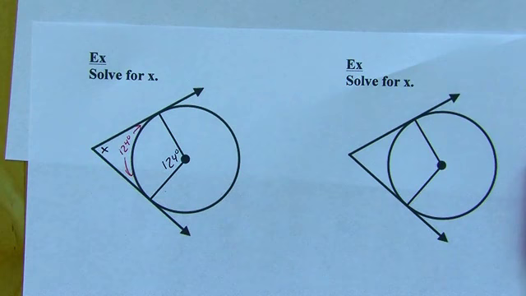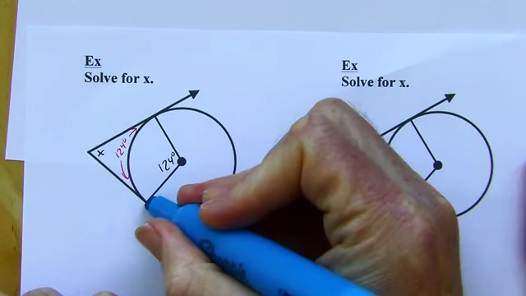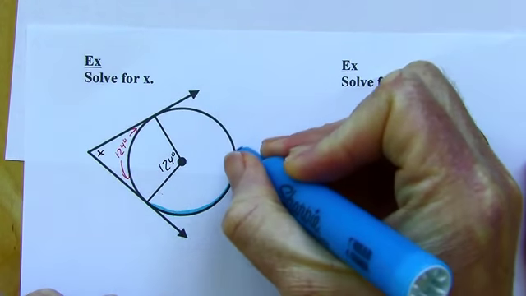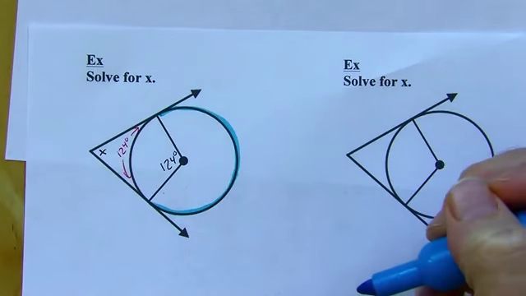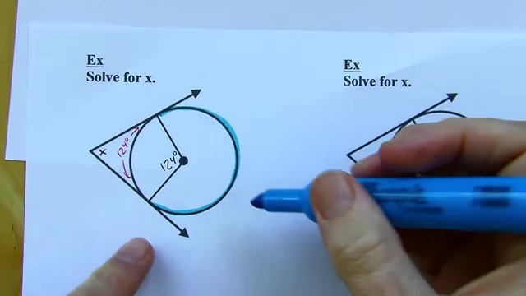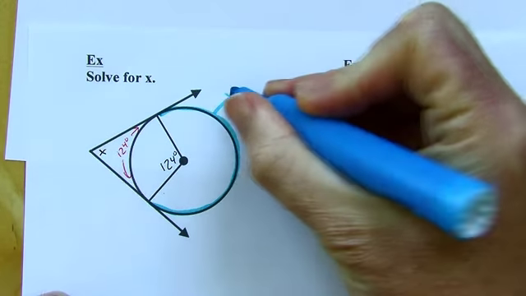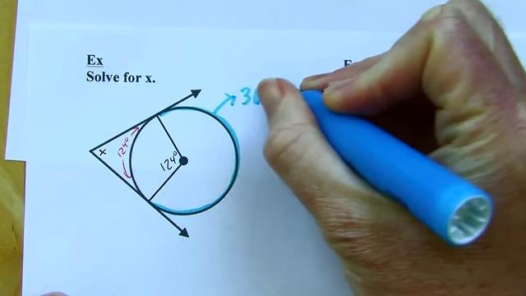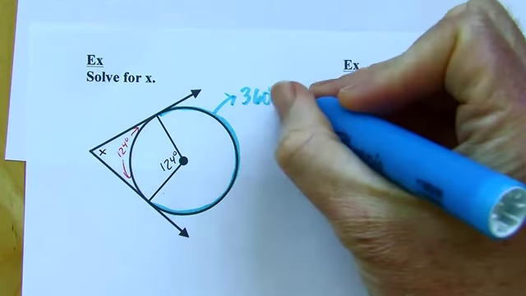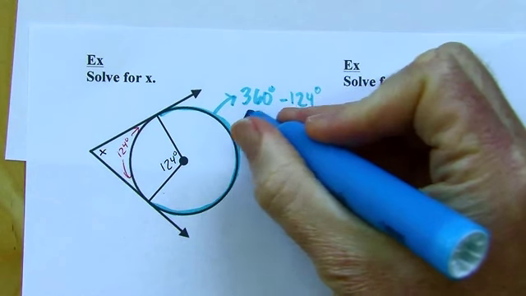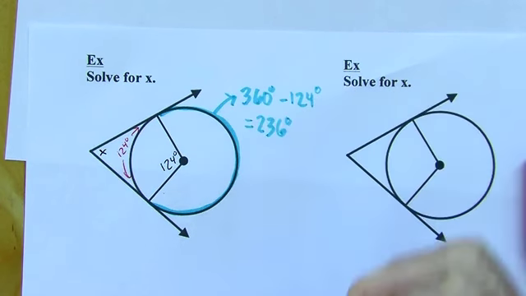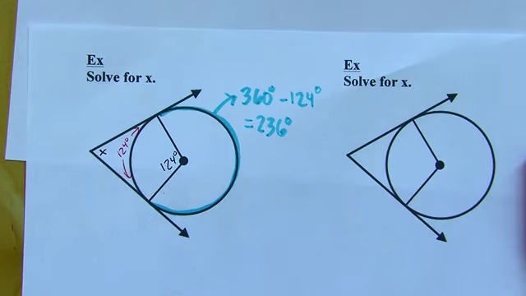Now I still need to come up with something for the bigger arc. It's still not marked. But here's the thing: the whole circle is 360 degrees. So I can figure out what this blue arc is, because it's going to be the whole circle minus the little arc. The two arcs together give you the whole circle. So this is going to come out to 236 degrees, okay? So now I have what I need to solve the problem.